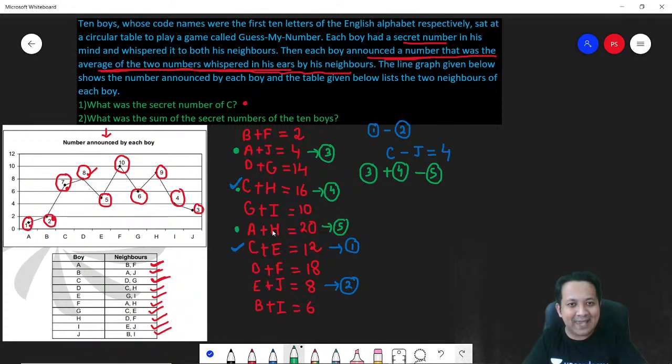5 has got A and H. So A and H will cancel out, and what will be left behind is C plus J. Think about it: 3 plus 4, how much are you getting? If you do 3 plus 4, let's do it.